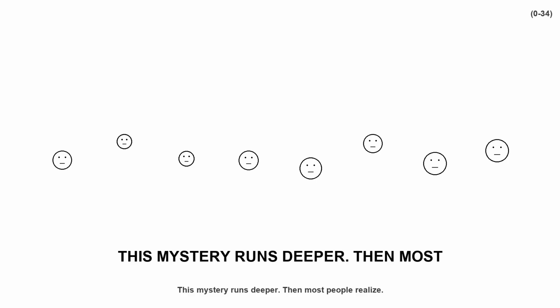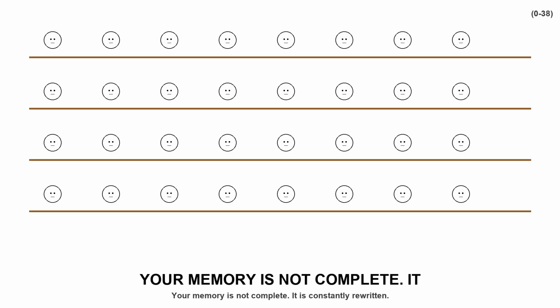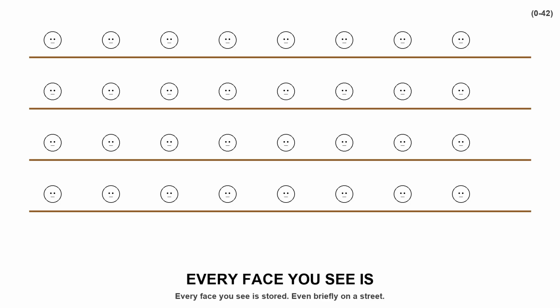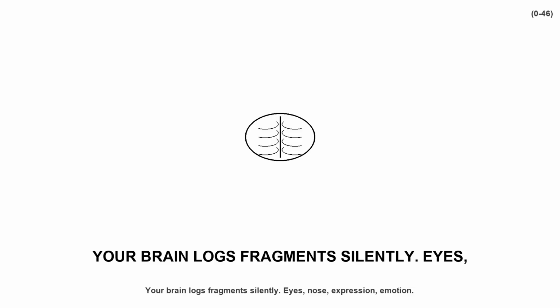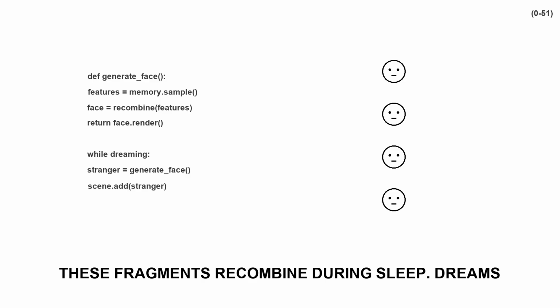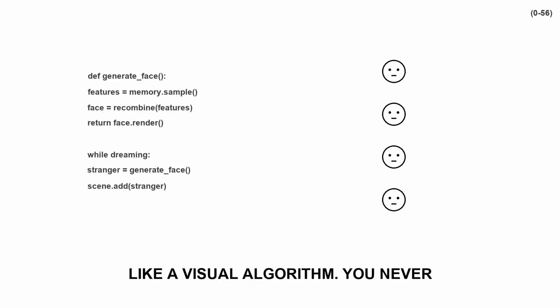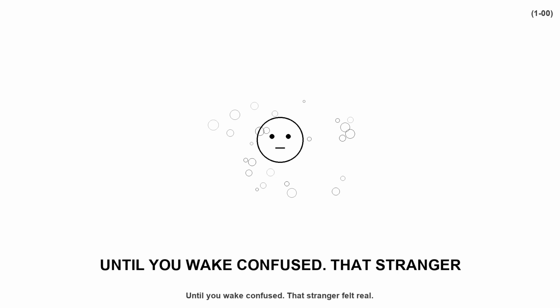This mystery runs deeper than most people realize. Your memory is not complete. It is constantly rewritten. Every face you see is stored. Even briefly on a street. Your brain logs fragments silently. Eyes, nose, expression, emotion. These fragments recombine during sleep. Dreams remix human features. Like a visual algorithm. You never notice the process. Until you wake confused. That stranger felt real.